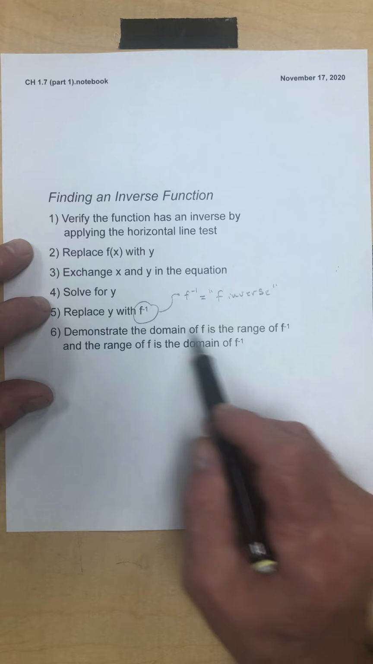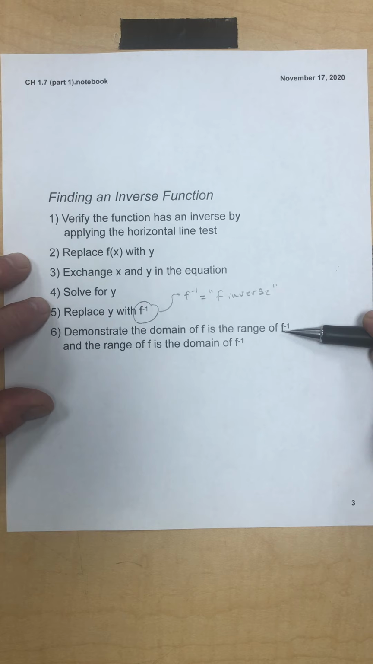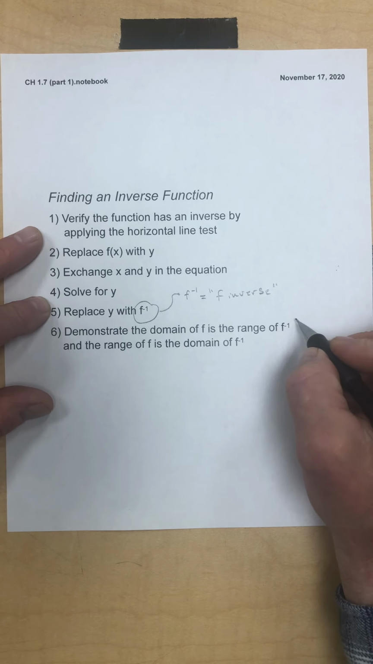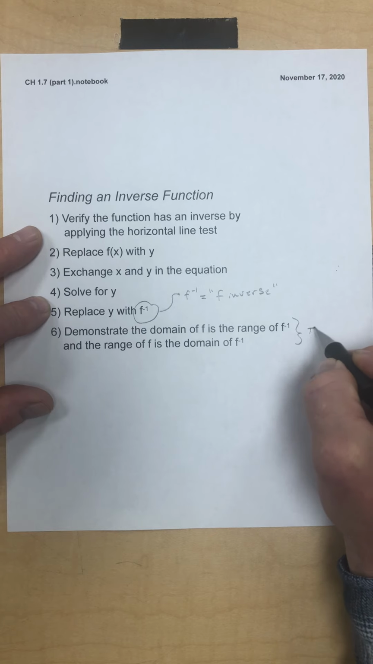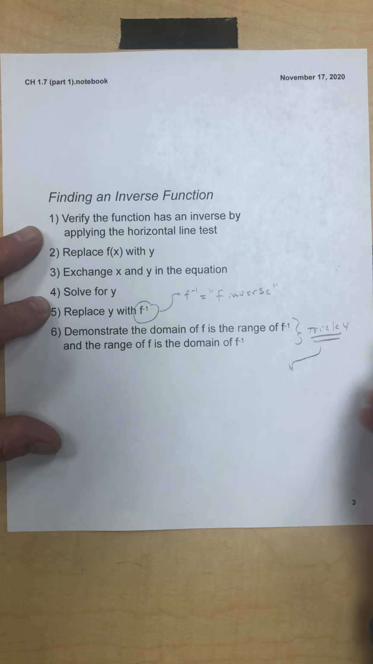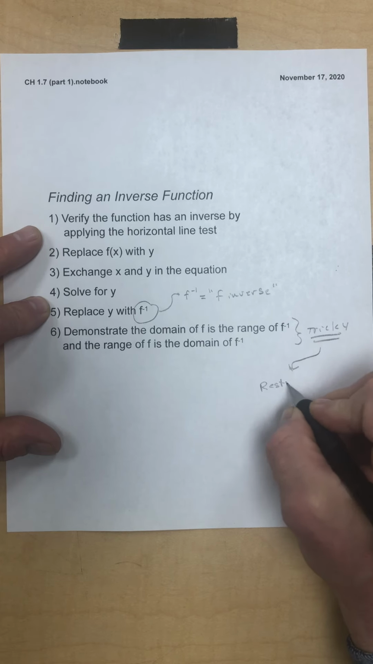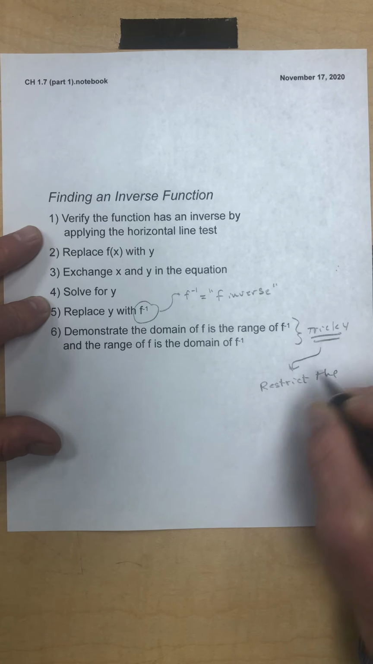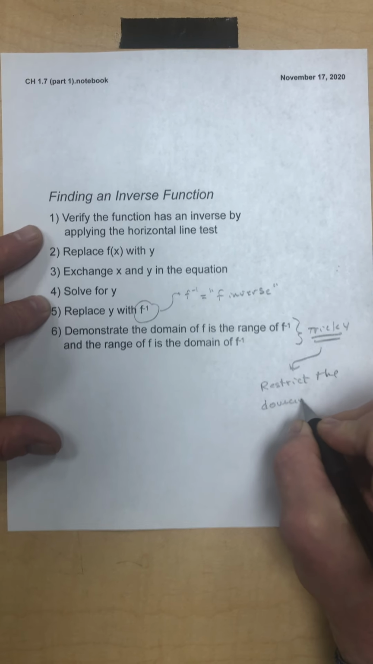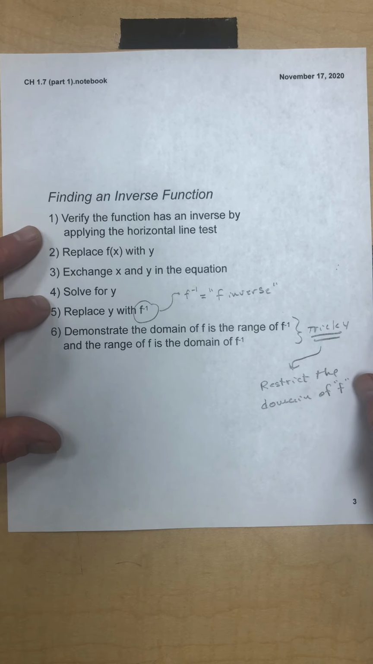And then lastly, if we can do that, you would want to demonstrate the domain of the original function is the range of its inverse, and the range of the original function is the domain of the inverse. And this stuff right here is where things get a little tricky sometimes. Sometimes, to have an inverse, we would have to restrict the domain of the original function, f. You've got to restrict the domain of f for it to work out.